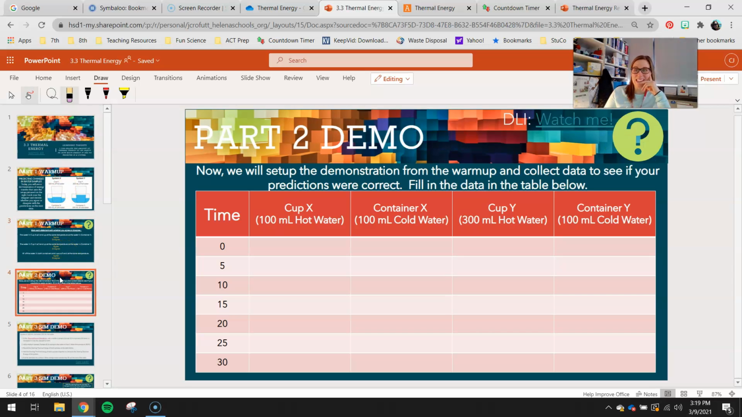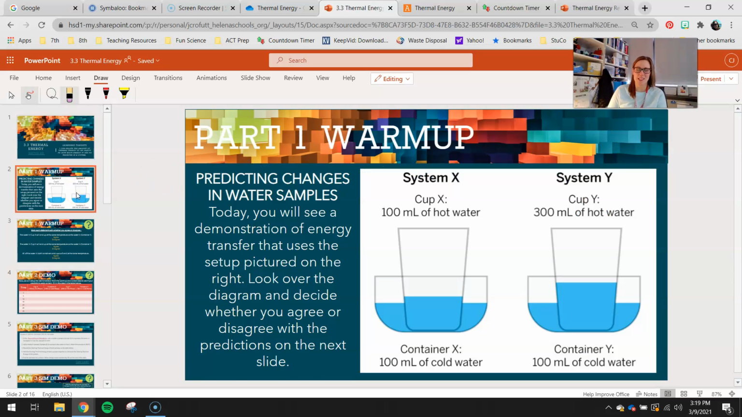For this demo in class today, Miss Patton is going to set this up for you. And then you as students are going to be collecting data and recording it on the sideboard. So everyone take a look over at the right-hand side board. You will notice this data table that looks very similar to the one on the board right now. You will each be recording times for these samples, and then at each 5-minute time interval, you will be taking the temperature of cup X, container X, cup Y, and container Y. Basically, we are setting up this demo to look exactly like your warm-up.